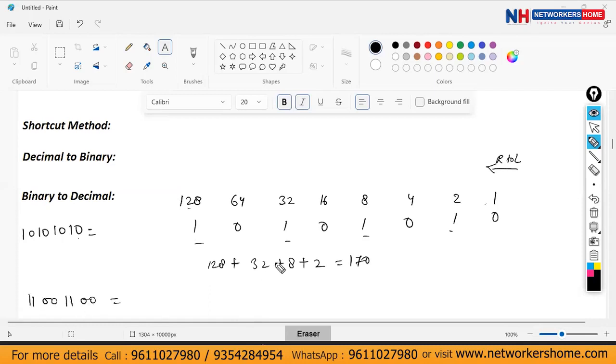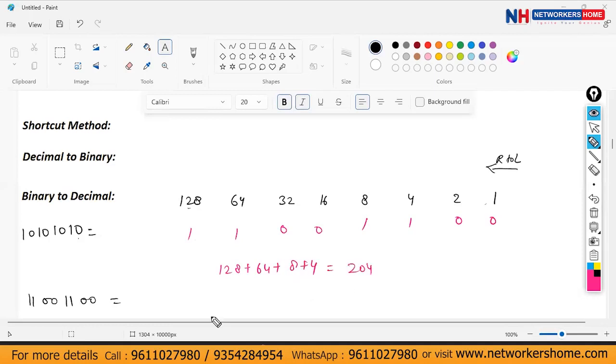Again, 1100 1100. Same thing, if you write from right to left, this will be 0 0 1 1 0 0 1 1. And anywhere you see 1, add that particular value. So 128 plus 64 plus 8 plus 4. And this is going to provide you the number 204. This is how you can calculate binary to decimal.